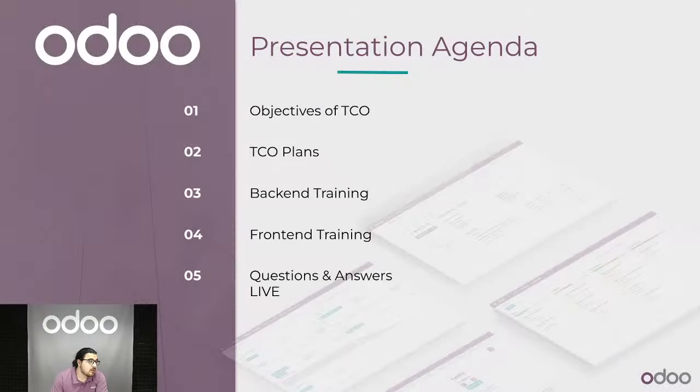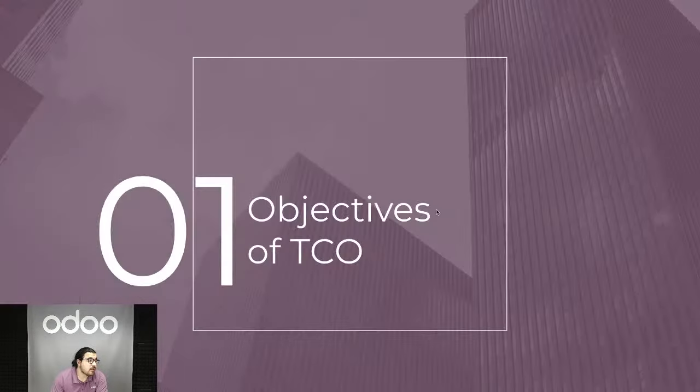First of all, we're going to start talking about the objectives. What are we trying to achieve with those training sessions? What kind of plans we have to offer, and then I will briefly talk about the two plans that we are currently offering. After that, I will give you some time to ask me live, and I will try to answer as many questions as possible. All right, let's start with the objectives.